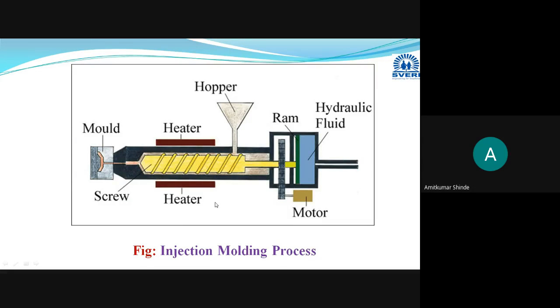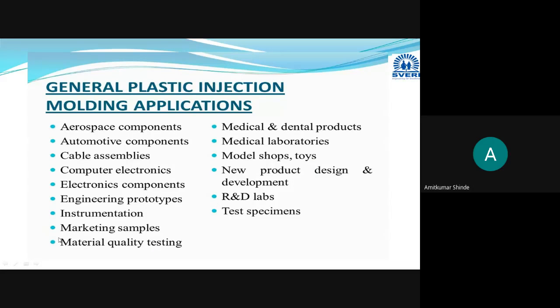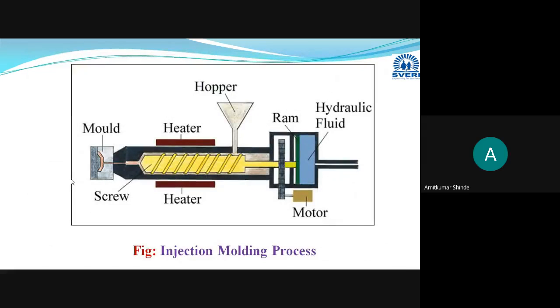And after seeing these stages, we saw the different applications. After this, we learned the advantages and disadvantages. Advantages are less time, very high dimensional accuracy, minimum wastage, and complex shapes can be manufactured. Disadvantages are only related to cost, and some kinds of defects may be there, like undercuts. So in this way, we have completed this injection molding process.